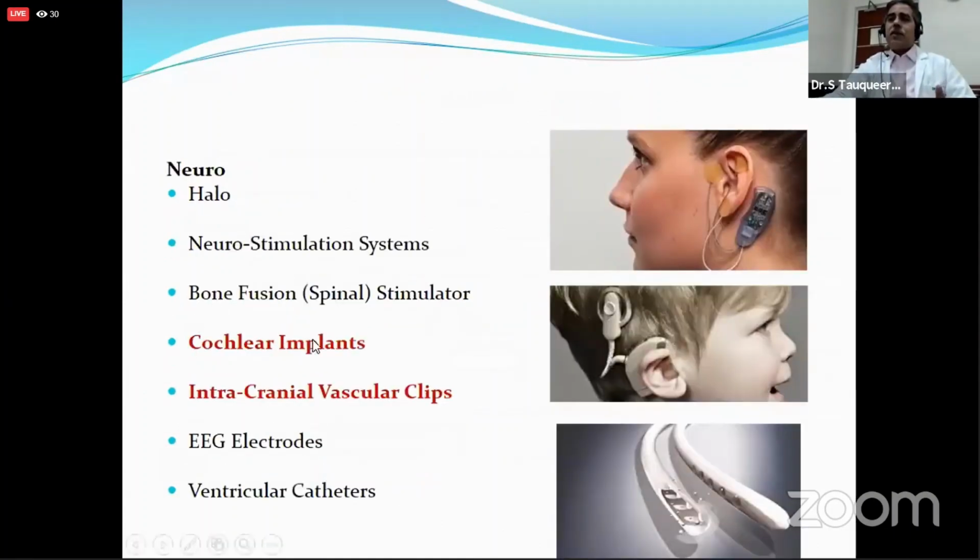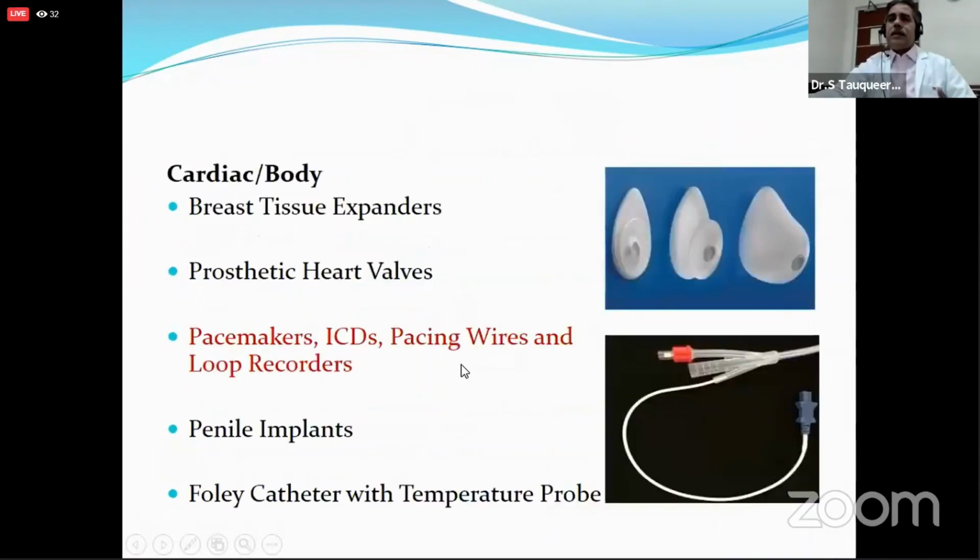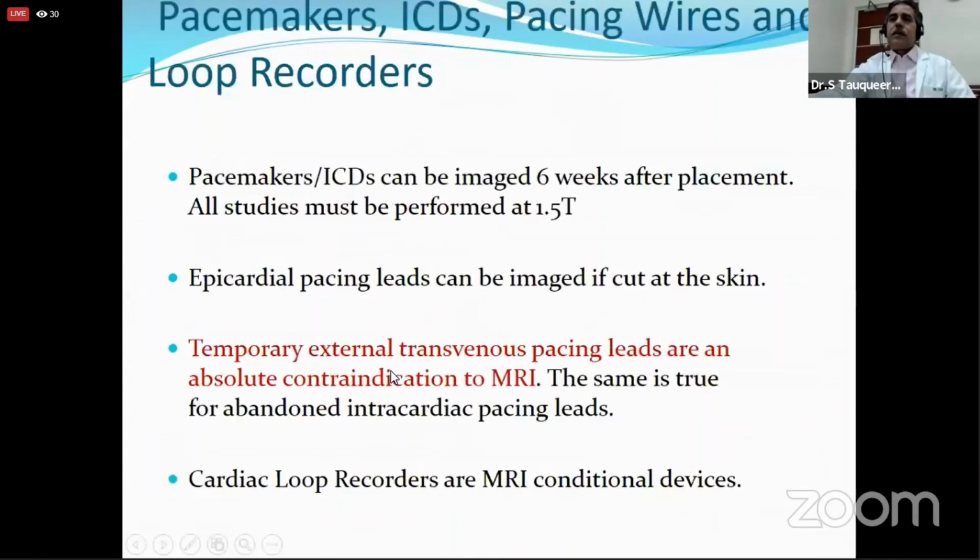Again, some of the cochlear implants and intracranial vascular clips were earlier in absolute contraindication, but now they are relative contraindication because MR safe, MR conditional devices have been manufactured, which can be scanned within the MRI room without causing any damage. Pacemakers, ICDs, pacing wires and loop recorders were also previously in the absolute contraindication list. Now they are in the relative contraindications. If a pacemaker has been implanted, the patient can be scanned in MRI only after 6 weeks of placement, and all the studies must be performed at 1.5 Tesla.